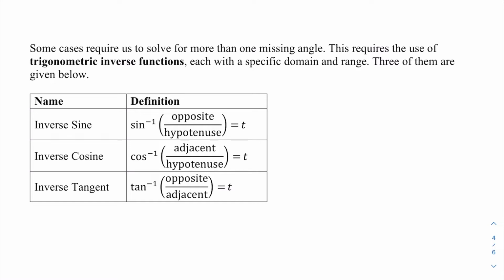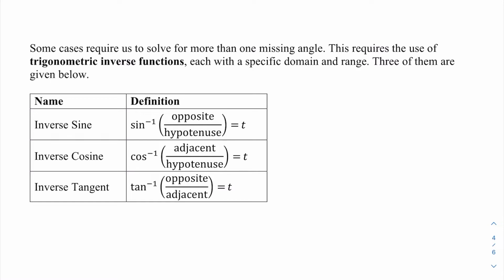Now, because sine, cosine, and tangent functions aren't inherently one-to-one, their inverse functions require a little bit of gymnastics to get to work. But for our case, inside of right triangles, they work pretty nicely. And we can spend more time in a later section looking at them more in depth. So three of the inverse trig functions are given below: inverse sine, inverse cosine, and inverse tan.